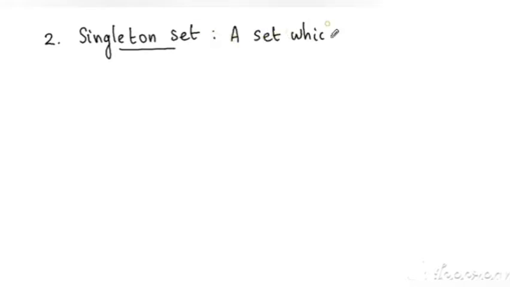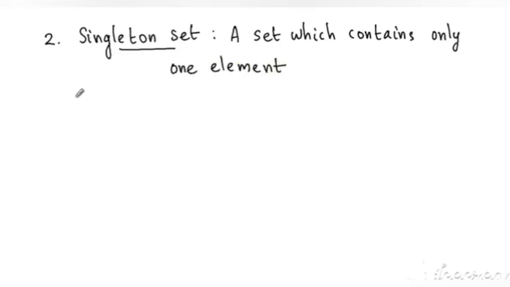Now let's move on to the second type of set. The second type of set is the singleton set. A singleton set means the set which contains only a single element. Single element means one element. So we can define a singleton set as a set which contains only one element. There are no other specific names for a singleton set. Now let's move on to examples of singleton sets.